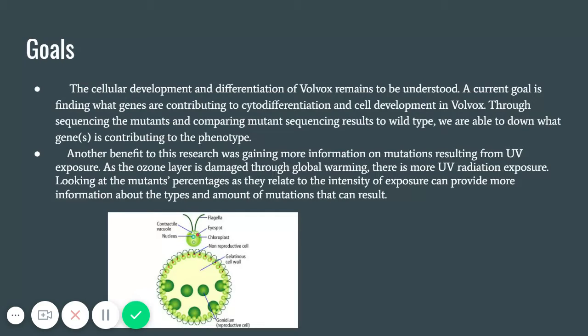As the ozone layer is damaged through global warming, there is more radiation exposure. Looking at the mutants' percentages as they relate to the intensity of exposure can provide more information about the types and amounts of mutations that can result.